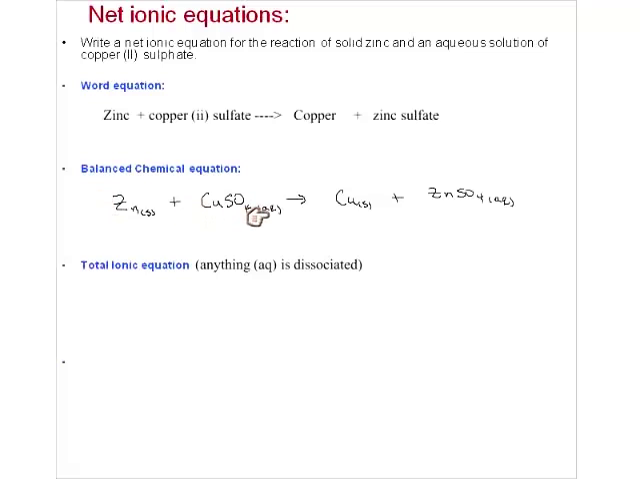Copper sulfate, because it's aqueous, what this is telling me is that it's an ionic compound that's dissociated into its ions. So in water, it doesn't really exist as CuSO4. It really exists as free-floating copper ions and free-floating sulfate ions. Likewise, copper is going to be a chunk of copper, copper solid. And over here, we're going to see some zinc sulfate AQ again, which means it doesn't really exist as ZnSO4. It really exists as free-flowing zinc ions and free-flowing moving sulfate ions.